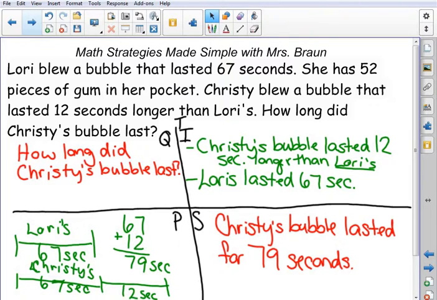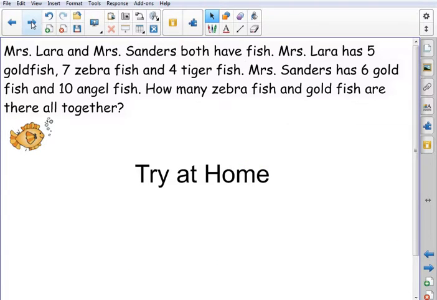All right, again, this is one example of a way to solve word problems. I'm going to go ahead and do some other videos with different types of word problems, but I just wanted to introduce this strategy to you guys. And then here's one for you to try at home. Mrs. Laura and Mrs. Sanders both have fish. Mrs. Laura has 5 goldfish, 7 zebrafish, 4 tigerfish. Mrs. Sanders has 6 goldfish and 10 angelfish. How many zebrafish and goldfish are there all together?